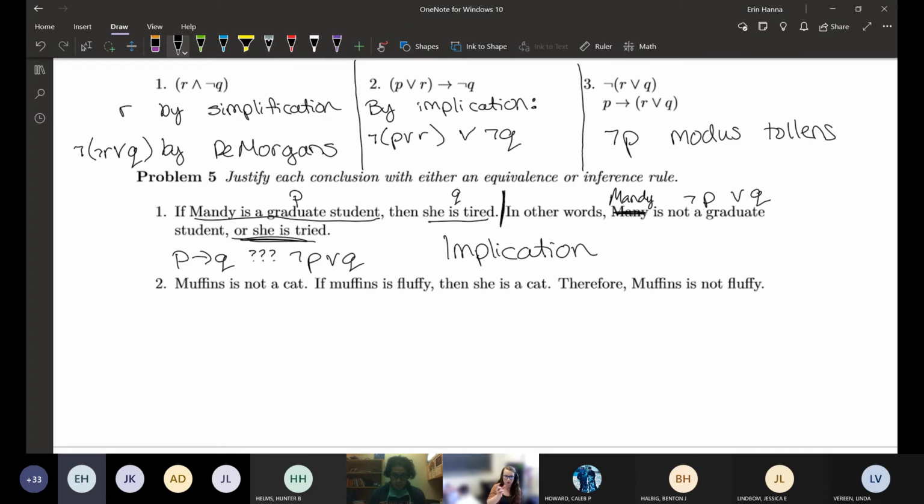So the implication rule is what can get me from a P implies Q, if Mandy is a graduate student, then she is tired, to the equivalent statement of Mandy is not a graduate student or she is tired.